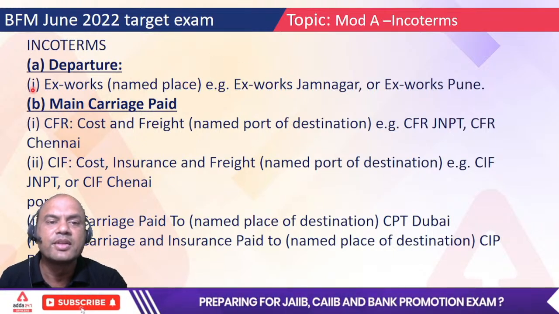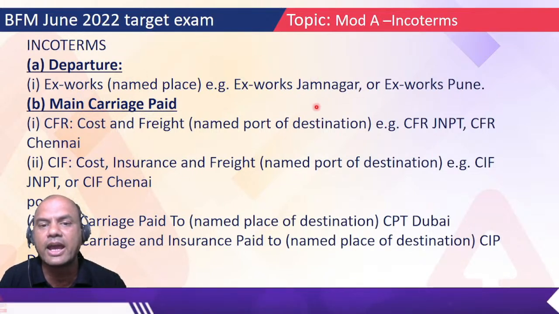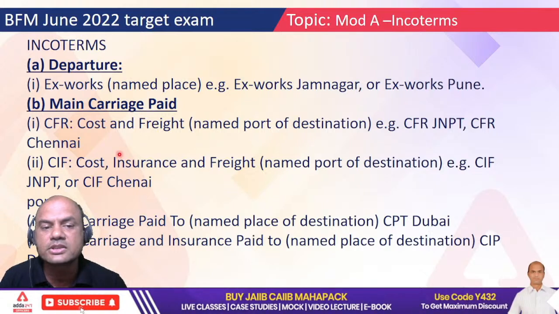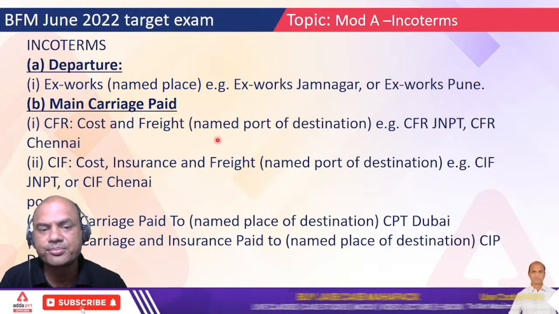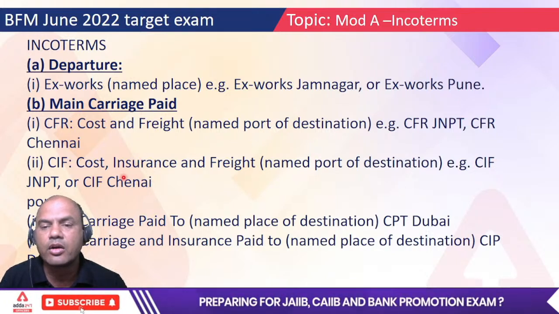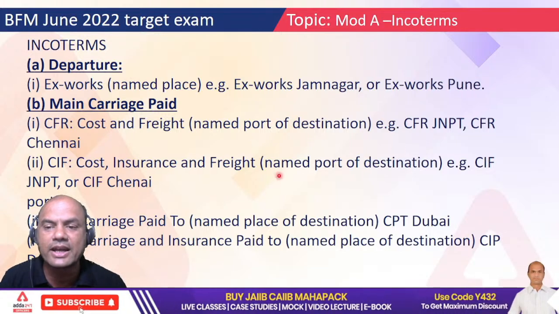Let's come to these Incoterms. EXW, now everyone might be knowing EXW. EXW means at my place, the seller's place. CFR, cost and freight. CIF, cost, insurance and freight. It is always mentioned like this: CIF JNPT, or CIF Chennai. CIF Chennai means what?